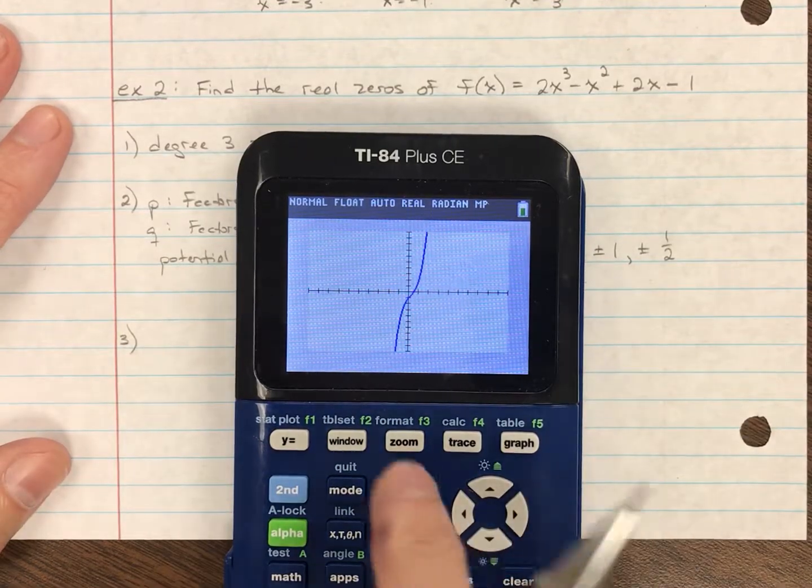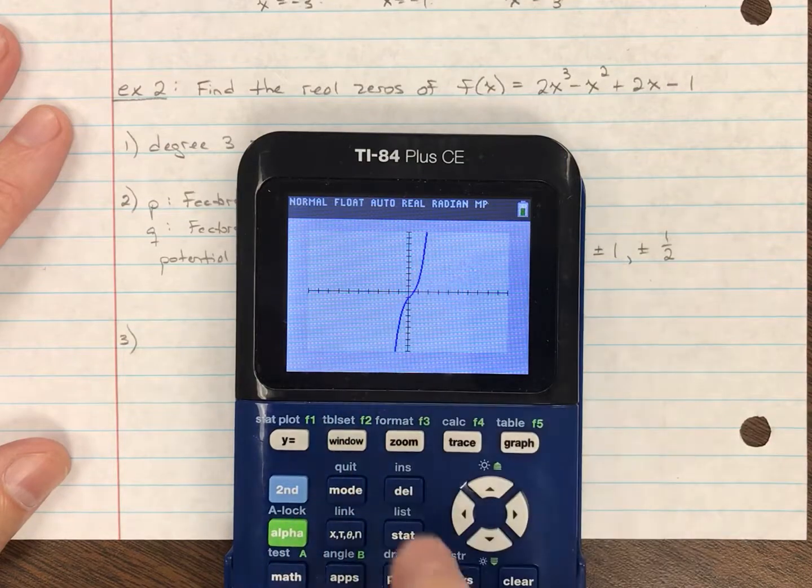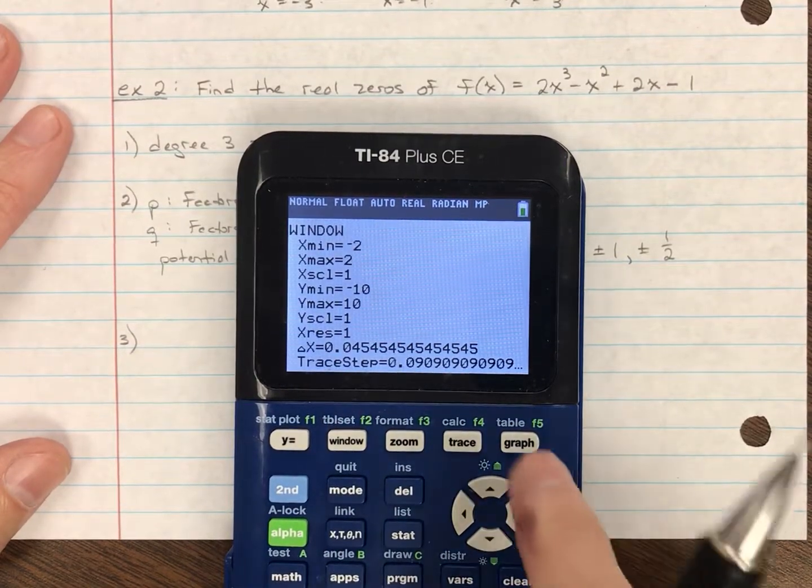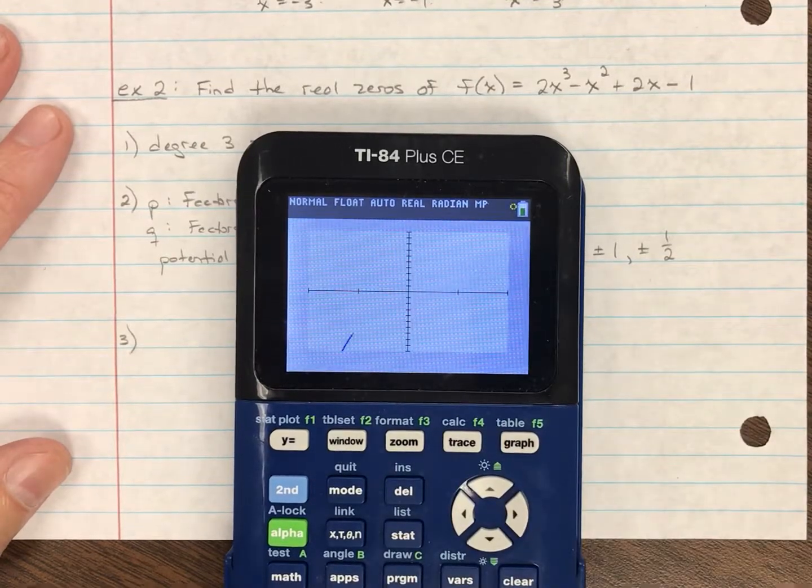So let's zoom in. We can zoom in between -2 and 2, I think, on the x-axis. -2 to 2. Let's zoom in there. Here it comes. Well, look at that.